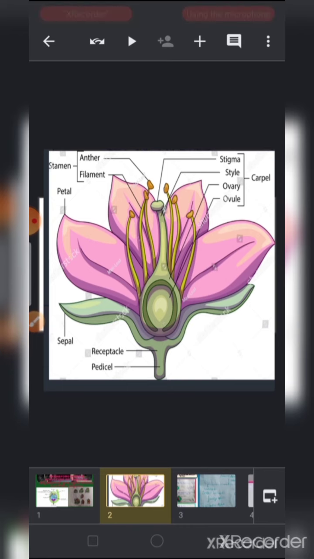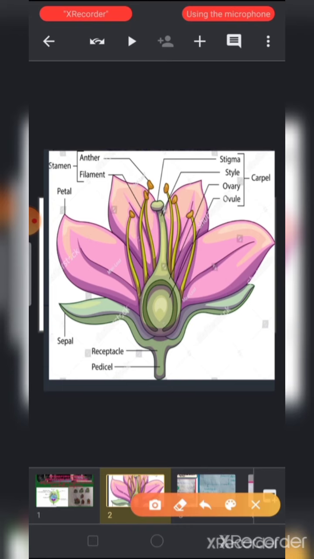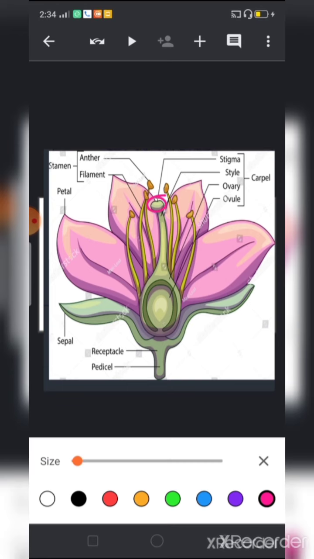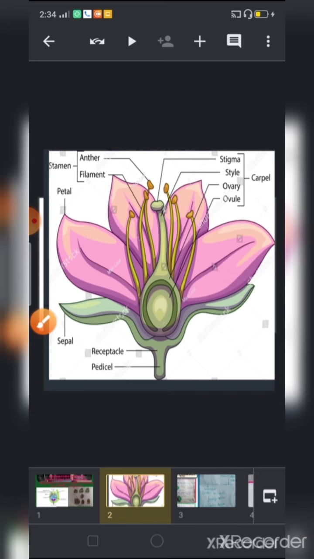Part of carpels. Carpel contains stigma, style, ovary and ovule. Ovule is present within the ovary. This is about female flower. Let's move to our topic, megasporogenesis.